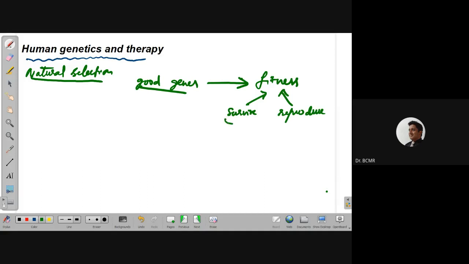And natural selection acts at these two levels. Survival and reproduction could be affected by abiotic factors. Abiotic factors means factors such as temperature, availability of resources, or other physical and chemical conditions. But then there are also biotic factors. Biotic factors are about interspecies competition. Is one species better than the other in acquiring nutrition or not? So for survival, abiotic factors play a role and biotic factors play a role. The biotic factors are mostly about interspecies competition.